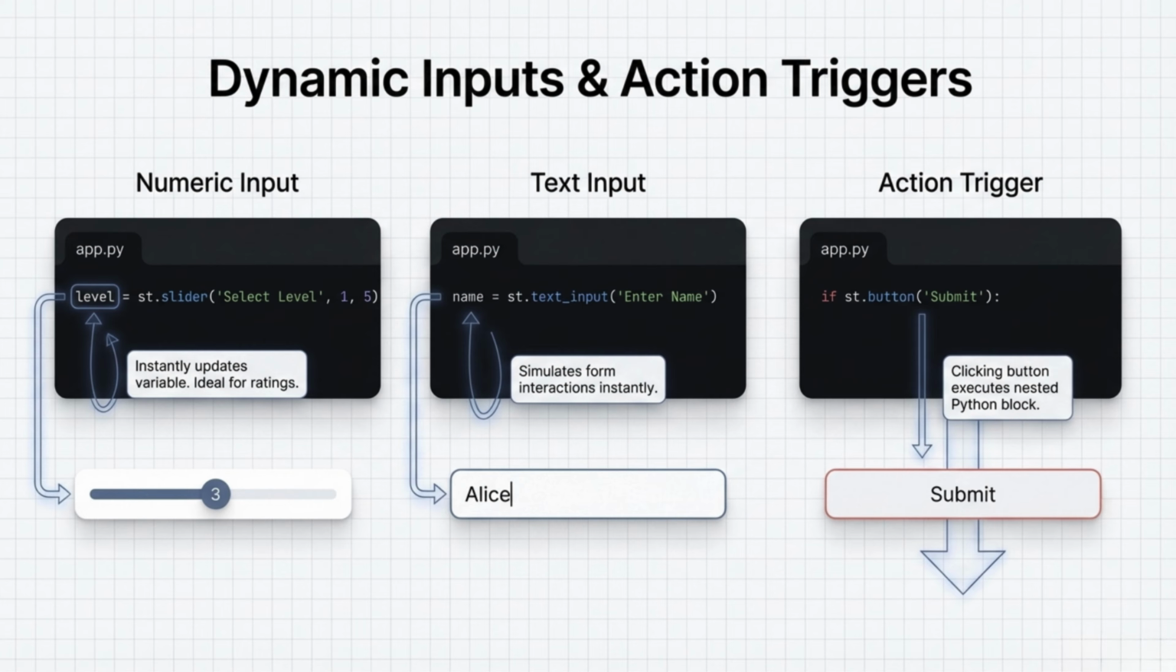For numeric input, we use a slider with st.slider, which allows users to select values interactively. The selected value updates instantly. For text inputs, st.text_input captures user input in real time, simulating form interactions. Finally, st.button acts as an action trigger. When clicked, it executes a block of Python code. Together, these components enable interactive and responsive applications, making Streamlit powerful for building data-driven interfaces.